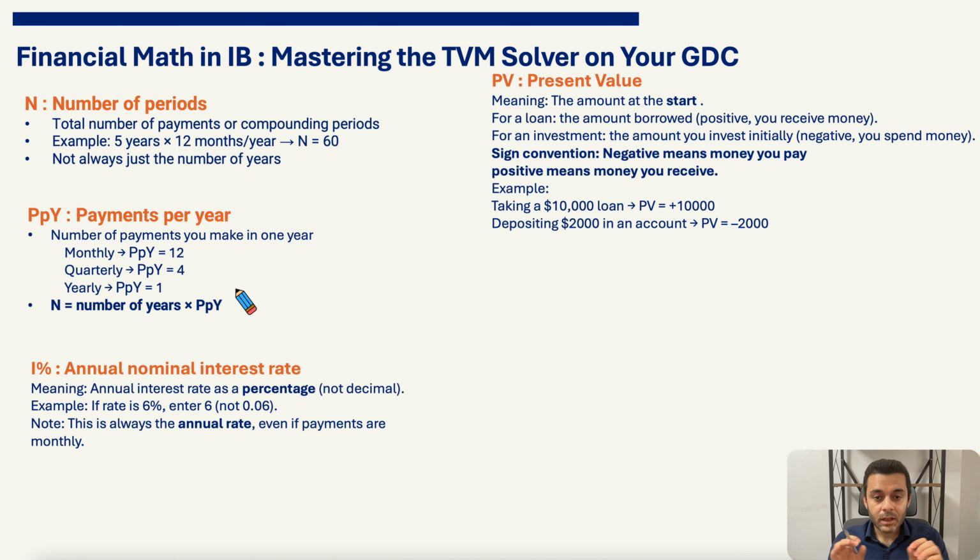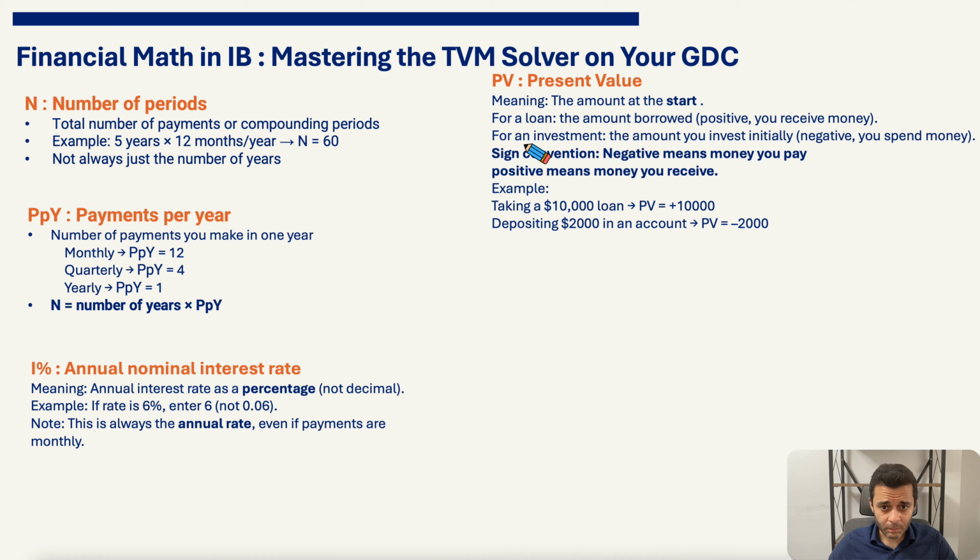Then we have PV, or the present value. It's the amount at the beginning, it's the initial value. For loans, for example, when you take out a loan from a bank, it's the amount you borrowed from the bank initially. Usually, to avoid confusion with positives and negatives, as we'll explain later, the amount you borrow from the bank will be positive because you are taking the money, you are gaining the money, you're receiving the money.